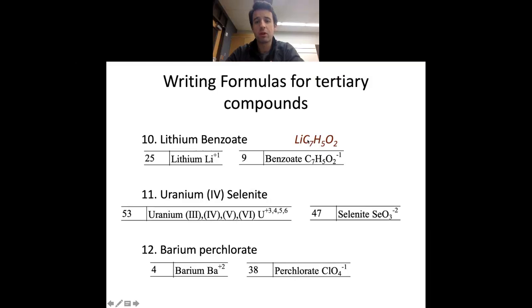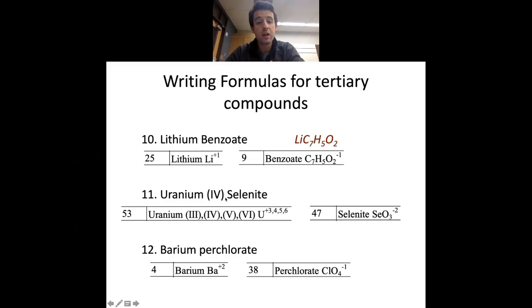So notice in my formula, I have C7, H5, O2. So all of those things need to be included. And then I just write down Li next to it so that I have a 1+ charge, and then this whole thing here has a 1- charge. That's the formula. If we had more than 1 of these benzoates, we would put parentheses right in here. Sorry, parentheses right in here, and then we'd write a 2 or a 3 or a 4.